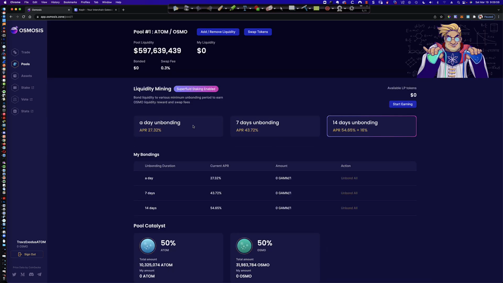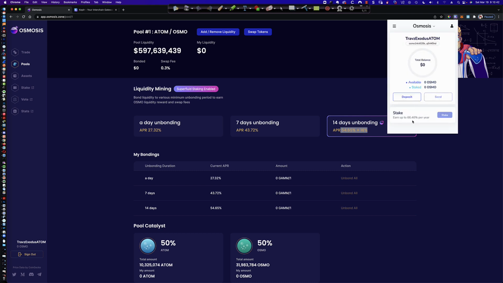But in pool number one, we'll use as our example, if I click on pool number one, remember, this is where Superfluid Staking is taking place, and it's only taking place for the 14-day bonding period. You can't get the Superfluid Staking rate with 7 days or a day, and the current Superfluid Staking rate is 54.65 plus 16%. So right around 70%, it looks like, right? So we're right around 70%. So even at the Superfluid Staking rate, we're about 10 percentage points below what we used to be at in just the Keplr wallet. Now, remember, when Superfluid Staking first kicked off in pool number one, probably about 2.5-3 weeks ago, this was right around 80%.